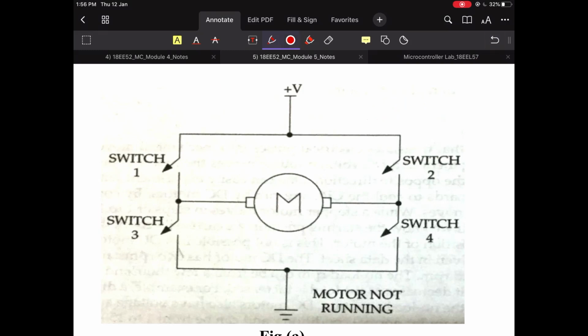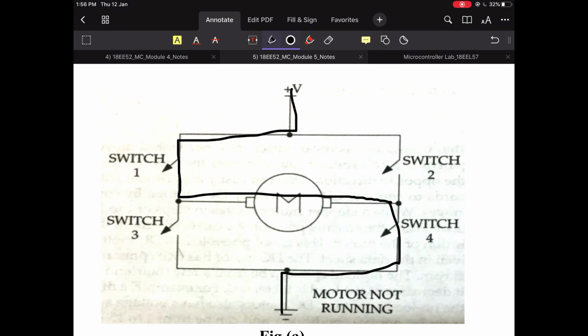Now, what will I do? I will try to make this switch closed. I will come from positive, close this. Current flows through the motor and flows to ground. What am I doing? Switch 1 and switch 4 I am closing, providing a closed loop path for the current to flow through the motor and towards the ground potential. So, here the motor rotates in clockwise direction.